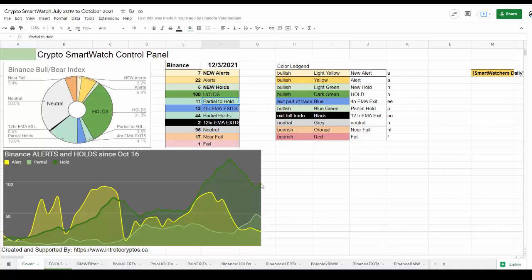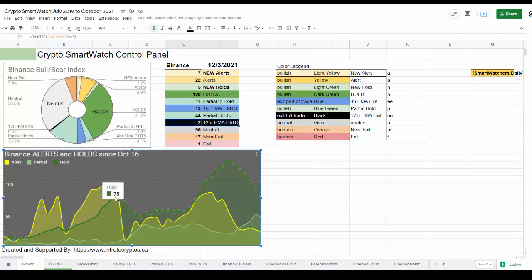We've had some phenomenal returns, and now we're watching if coins go to the partial exit, then we're easing up on those positions. Those that cross the 12-hour EMA exit, we're closing down on those positions. I think the most important thing to see here is that we are at the end of a bullish phase. And we can see the beginning of the bullish phase when we have many more alerts than we have hold status coins. It's coming, it's on its way.